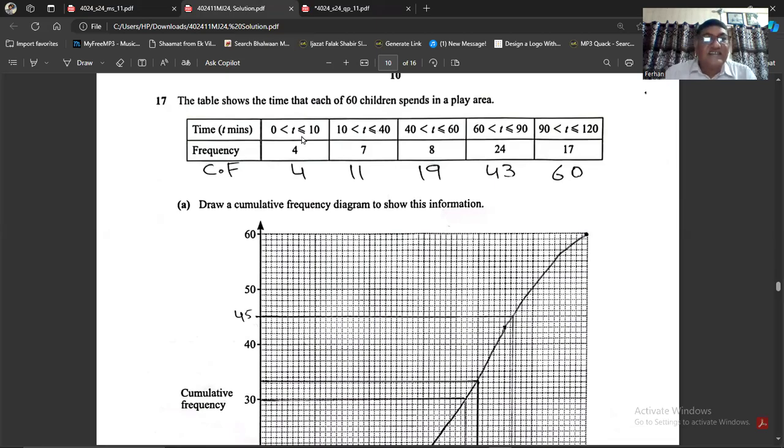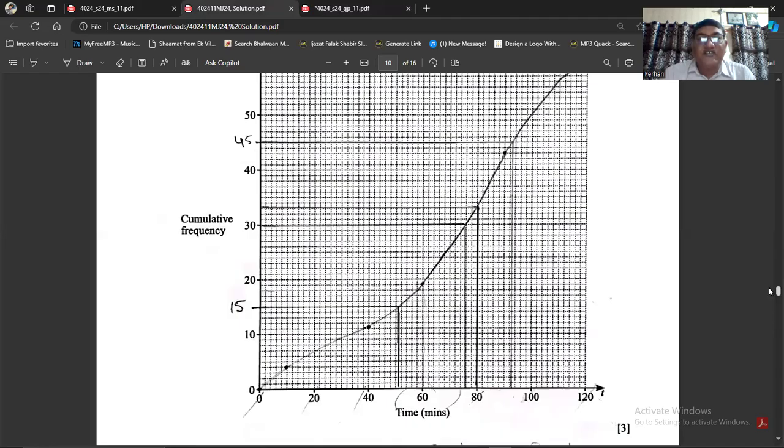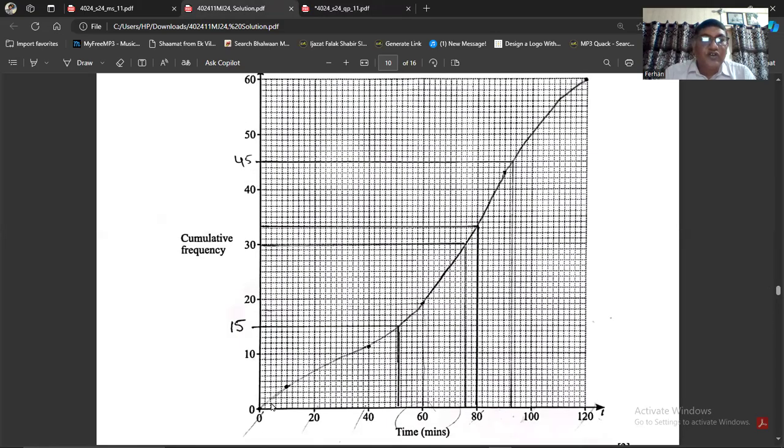Then for each class, at its upper boundary, I will put a dot of the cumulative frequency. So at 10, I will put the dot of 4. At 40, the dot of 11. At 60, a dot of 19. At 90, a dot of 43. And at 120, a dot of 60. Then I will join those points with each other. And here you go, you can see I have put these dots and then joined them with a curve. So this is how you will plot that.